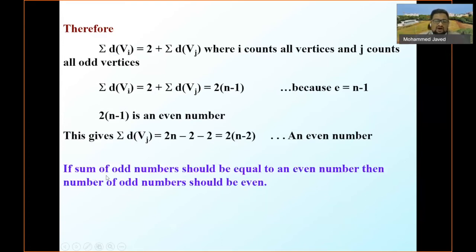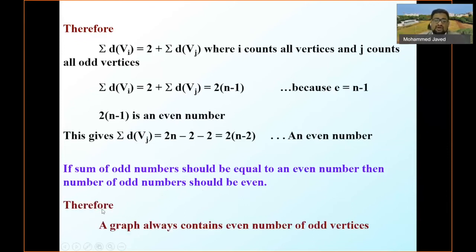So if the sum of odd numbers should be equal to an even number, then the number of odd numbers should be even, right? If the total degree has to be an even number, then the number of odd numbers should be even. That is the conclusion. Therefore, a graph always contains an even number of odd vertices.